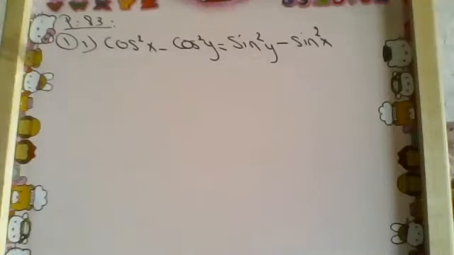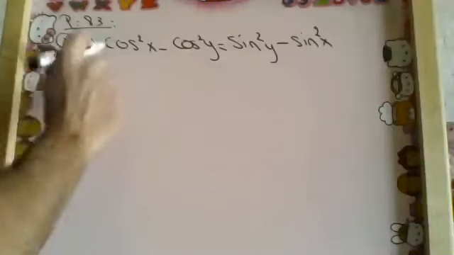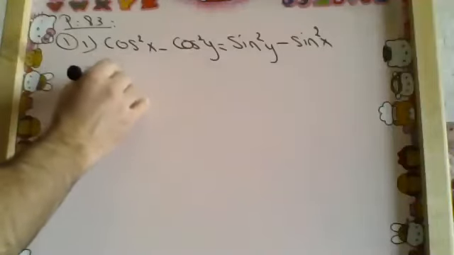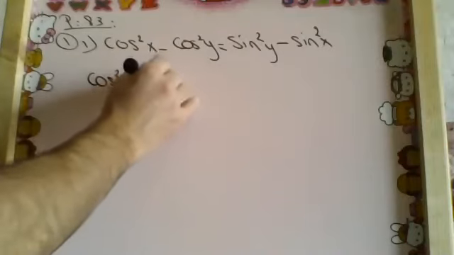I'm going to start from one of the slides. I'm going to start from this: cosine squared alpha, or cosine squared x minus cosine squared y is equal to.